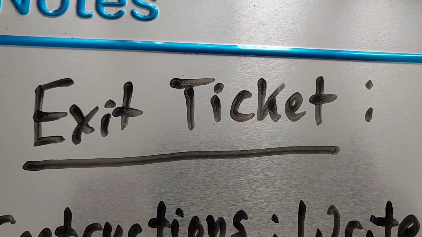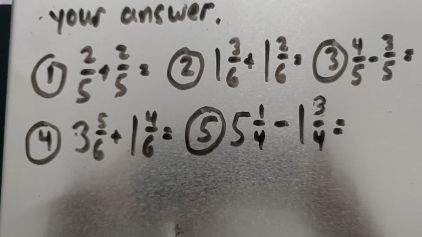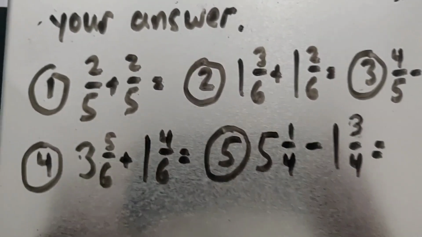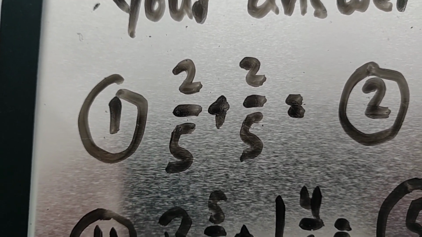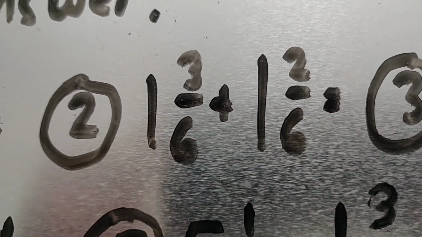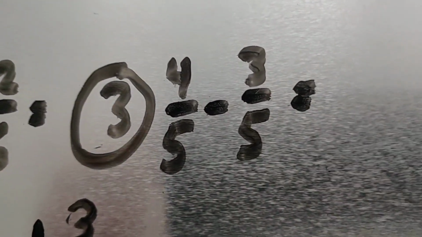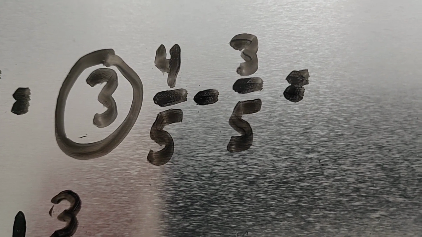So for your exit ticket, here are your 5 exit ticket problems. Problem number 1, 2/5 plus 2/5. Problem number 2, 1 and 3/6 plus 1 and 2/6. Problem number 3, 4/5 minus 3/5. Problem number 4, 3 and 5/6 plus 1 and 4/6. Problem number 5, 5 and 1/4 minus 1 and 3/4.